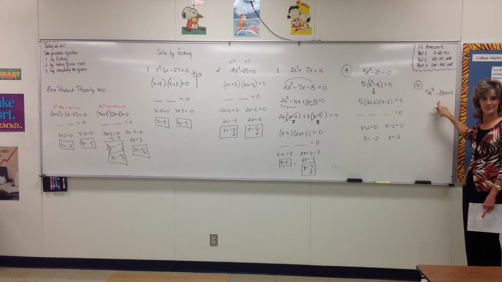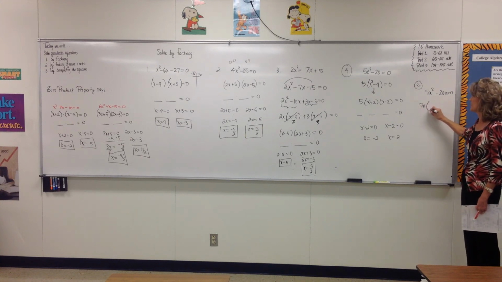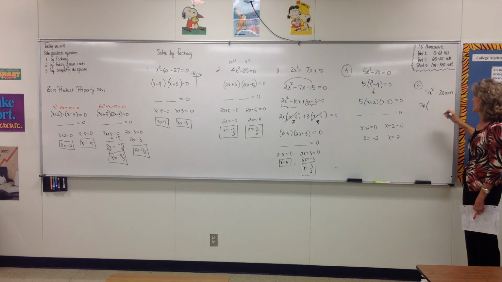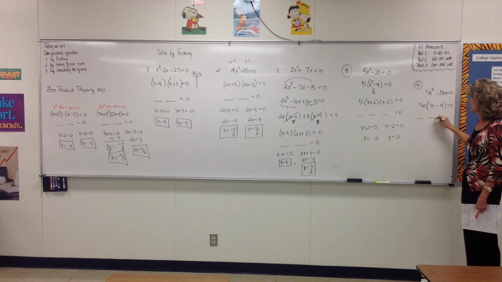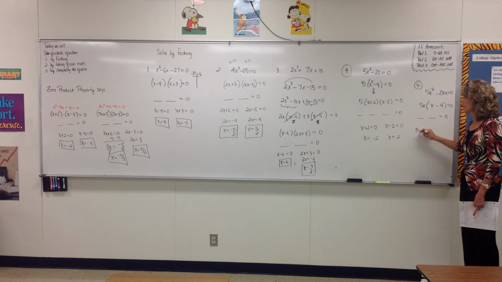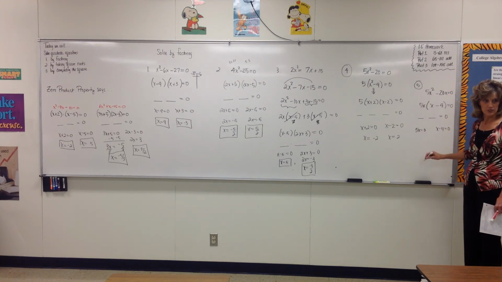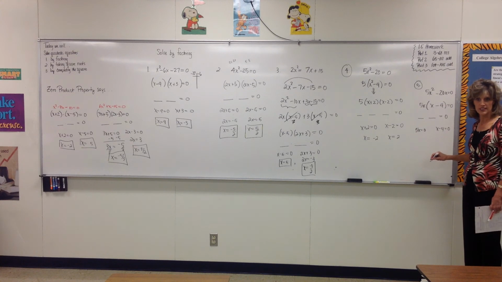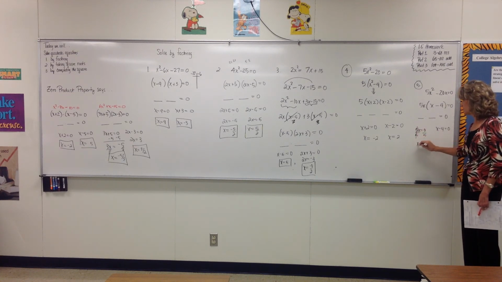What about on this one? On this one, if you factor out the greatest common factor of 5x, then that leaves x minus 4. And this time we have 2 factors. If these 2 things multiply to be 0, either 5x equals 0 or x minus 4 equals 0. What if 5x equals 0? What's x? 0.